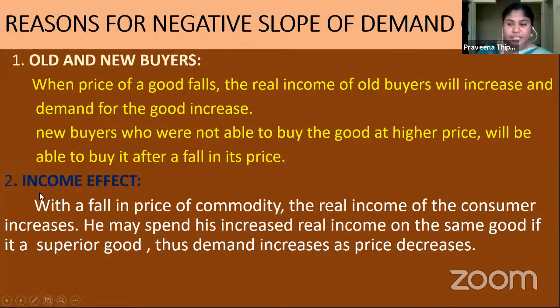Another reason, children, is the income effect. With a fall in the price of the commodity, the real income of the consumer will increase. So he'll try to spend his increased real income on the same good if it is a superior good. For example, when the price of gold comes down, most people will try to purchase it. Why are we preferring to buy gold? Because the real income of the consumer has increased.